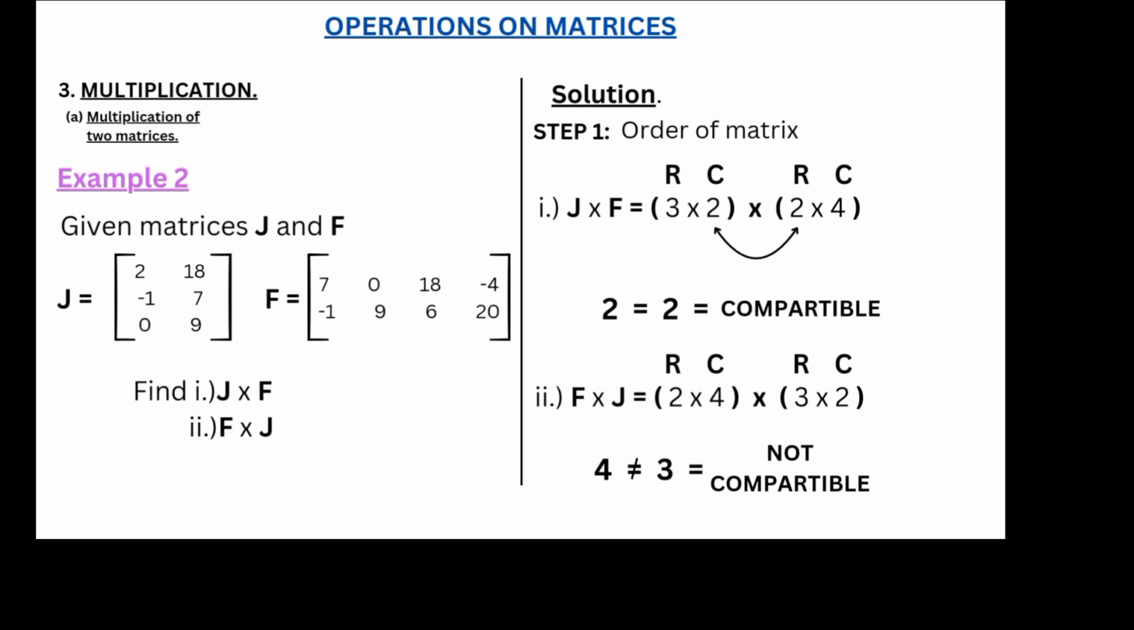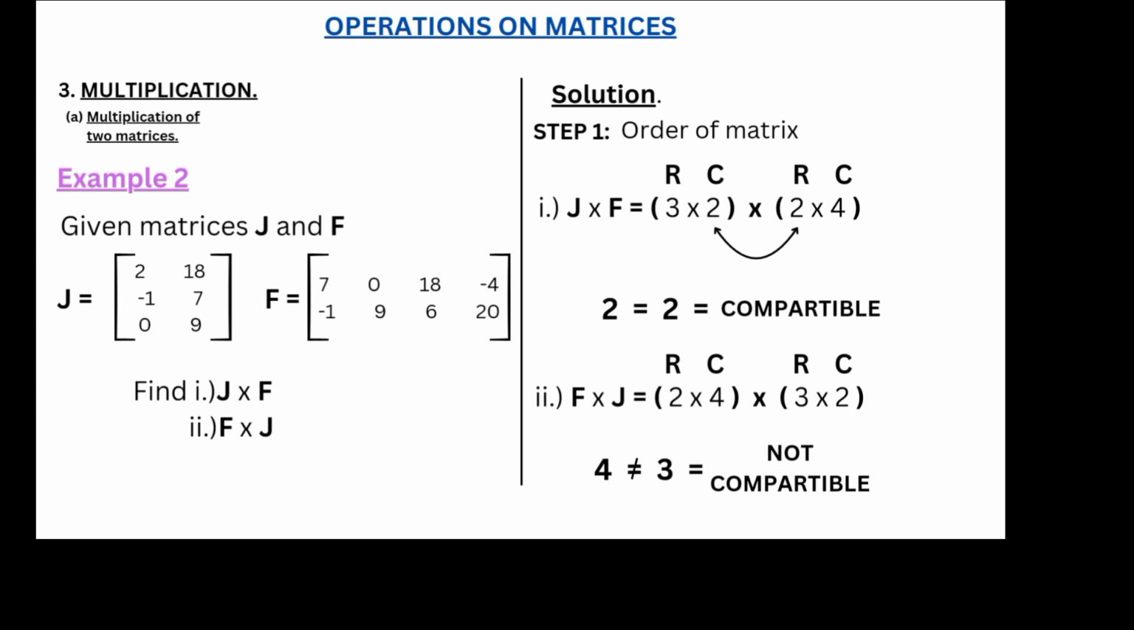So let's check if J times F is compatible. You check if the column of the first matrix is equal to the row of the second matrix, which is equal. 2 is equal to 2, which means J times F is compatible for multiplication.